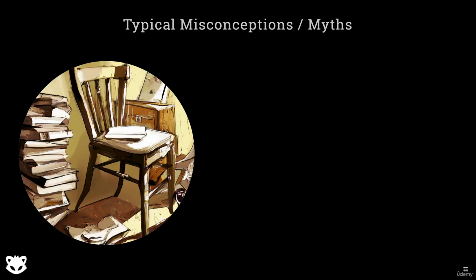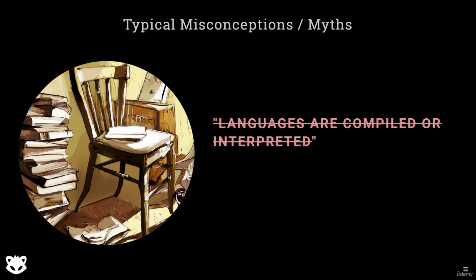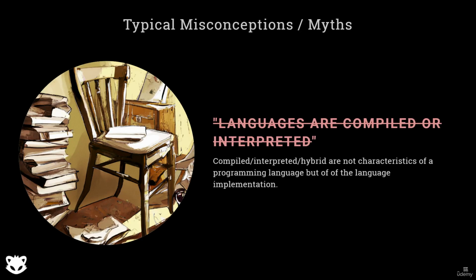There are some misconceptions or myths that are very popular beliefs, but they will make it harder for you to understand how reversing works. So let's get rid of them. The first one is that languages are compiled or interpreted. This is wrong, because whether something is compiled, interpreted, or uses a hybrid compiler is not an inherent characteristic of a programming language. It's a characteristic of a language implementation.